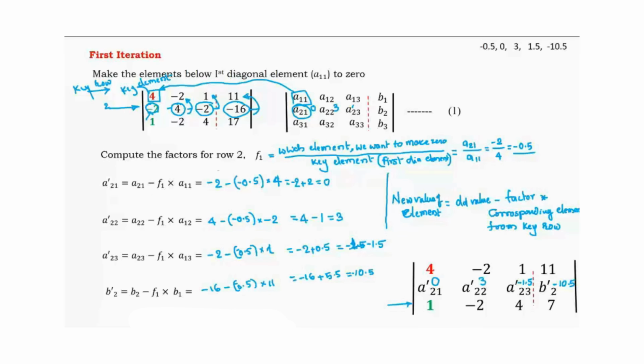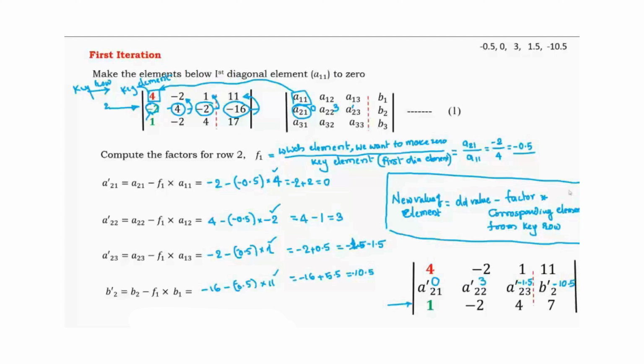Corresponding element -2. Here we have taken the corresponding element from this -1, and the corresponding element is 11. So this is the corresponding element to this, so it is 4. Likewise, new value is equal to old value minus factor into corresponding element from the key row. So you remember this formula. From this formula, you can compute the new elements of the matrix.